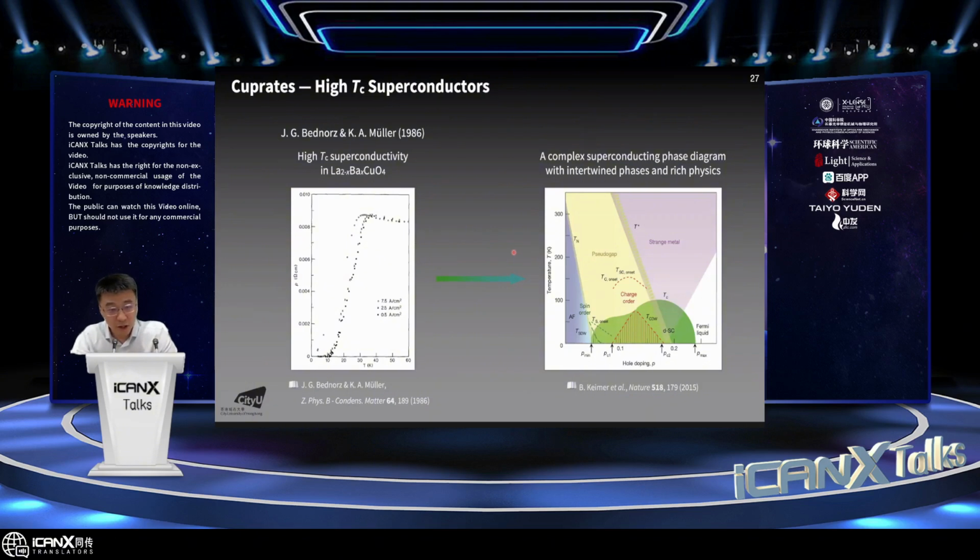You have already heard from me this story about cuprates, right? In 1986, these two gentlemen discovered superconductivity in a copper oxide compound, and the continuous study and investigation of this system has forged a very important research field in modern condensed matter physics, marked by this very complex superconducting phase diagram, where you can find all sorts of intertwined phases and very rich physics that have enlightened and motivated other research in condensed matter physics.